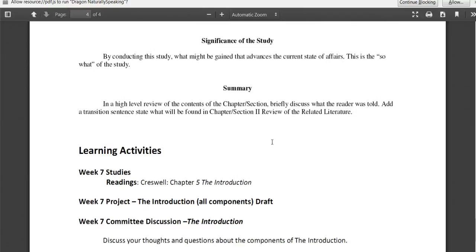Then we move on to significance of the study. For some of you, and you will see this in the forum, some of you included the significance in your purpose statement. The significance is really the so what of the study. Why are we doing this? What will it get us? What's the benefit? That's actually separate as a subsection. So we want to include that so what, setting it apart.